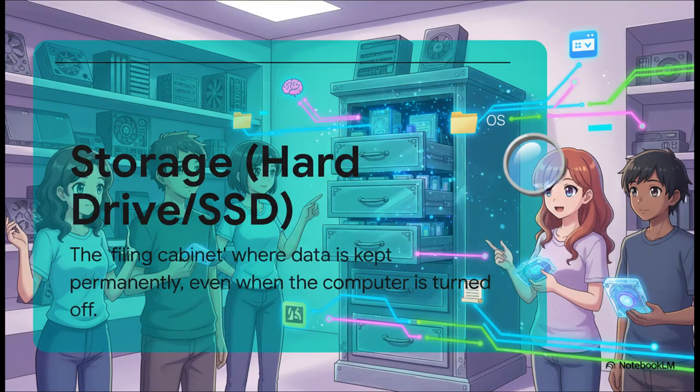So if RAM is the temporary desk, storage is the permanent filing cabinet. This is the complete opposite of volatile. It's where your operating system, all your apps, and of course all your files and logs live, even when the computer's been turned off for weeks.